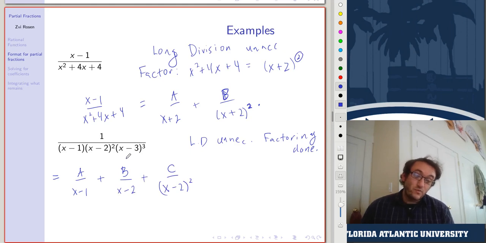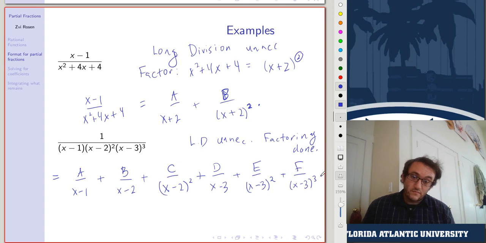Now we have x minus 3 cubed, so we're going to need a term for every power from 1 until 3, which is the power that appears here. So we get plus d divided by x minus 3 plus e divided by x minus 3 squared plus f divided by x minus 3 cubed. Okay?